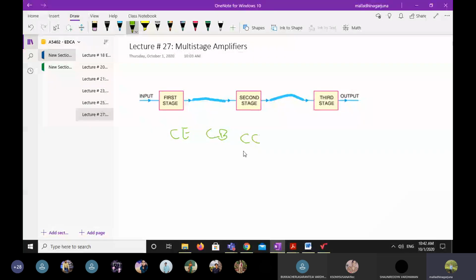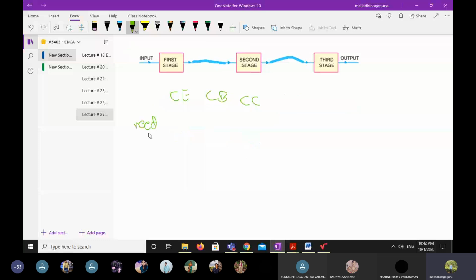Now let us see what is the need for the multi-stage amplifier. We have the single stage amplifier, and using h-parameter analysis we calculated the current gain, voltage gain, input impedance, and output impedance. Using both exact and simplified analysis, we already calculated these in the second model. Then why do we need to go with a multi-stage amplifier?